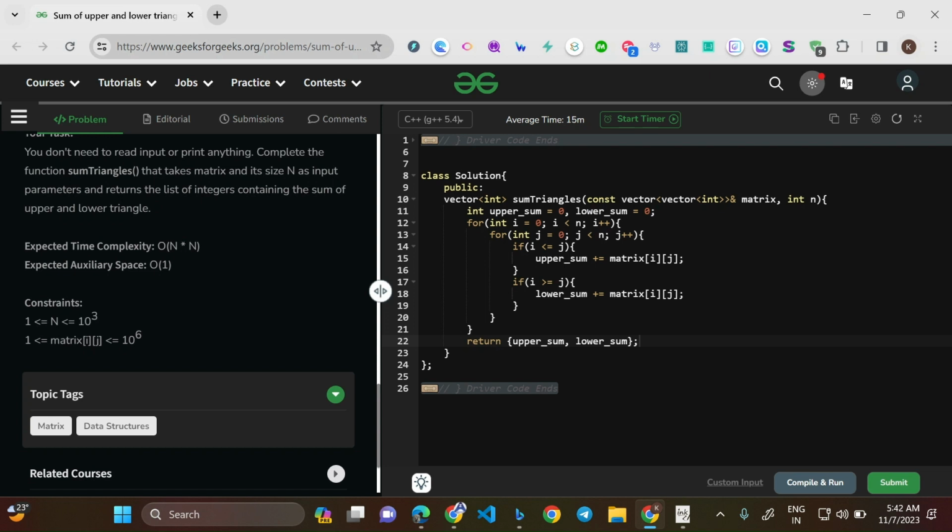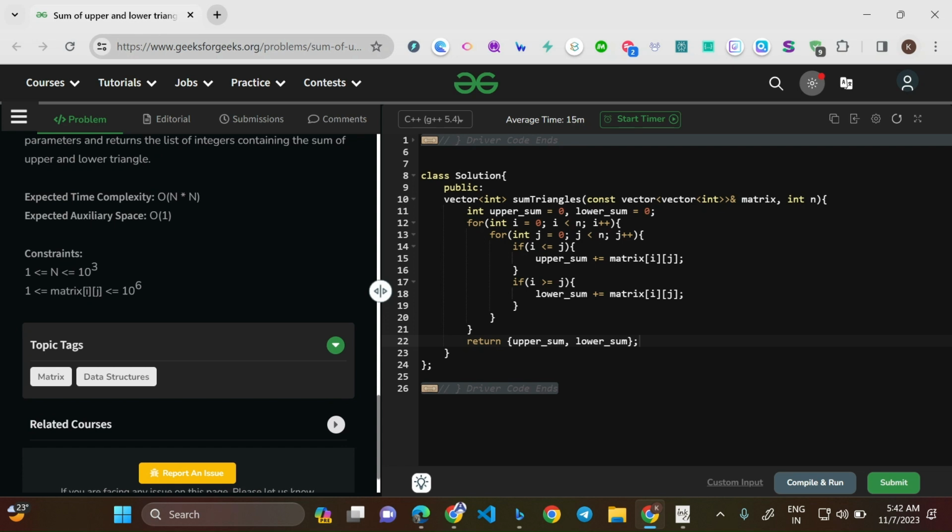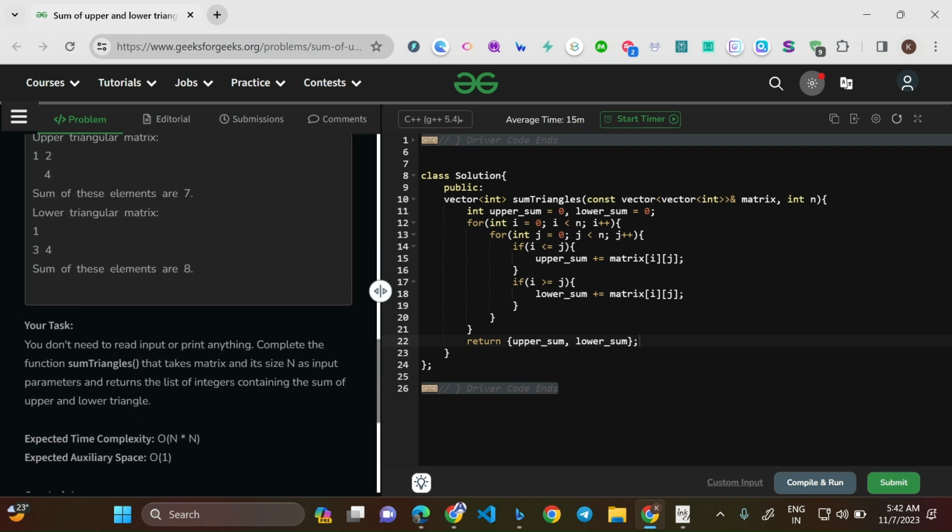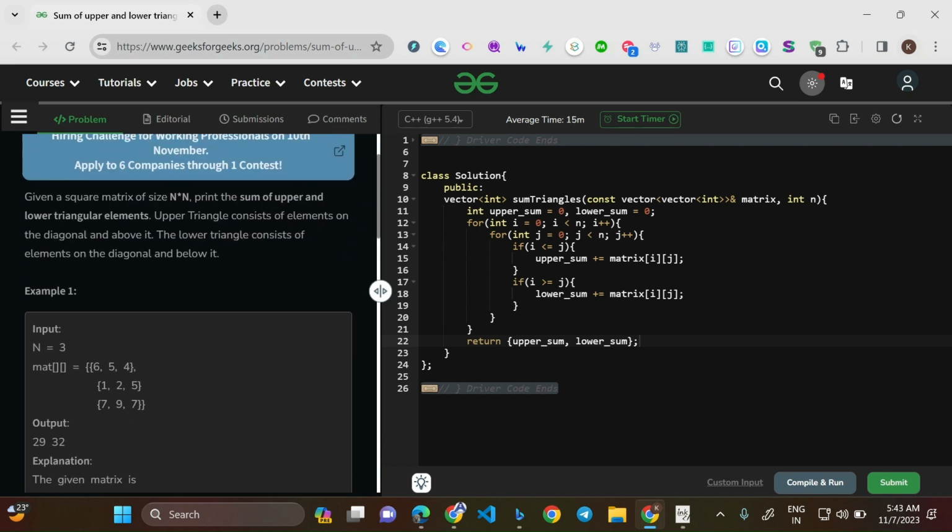So for that reason you need to use some basic common sense, nothing else apart from that. Once you use that, you'll be able to identify what you are trying to do, and you can give the required output. All right, n goes up to 10 power 3 and matrix of i of j goes up to 10 power 6. These are some of the things that need to be noted, and you can see the code on the right side. It's pretty simple.